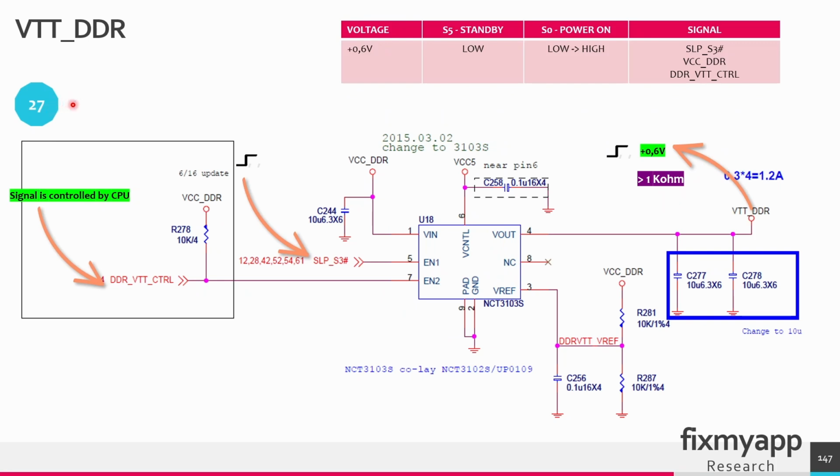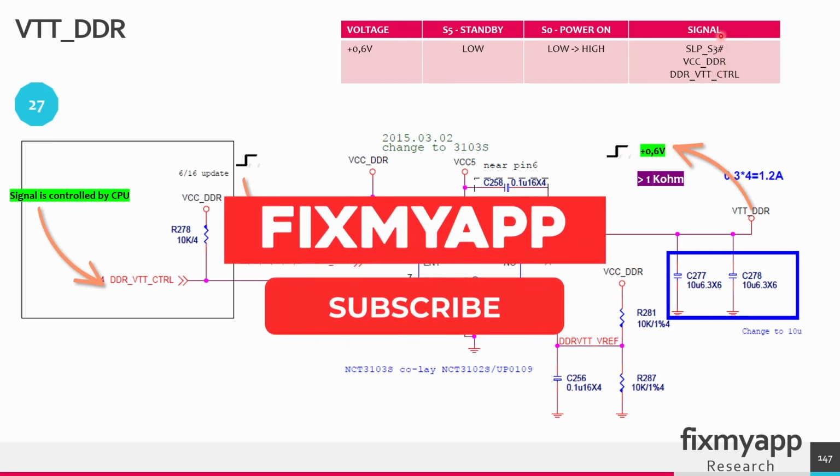So in power sequence 27, we have to create a termination voltage of 0.6 volt. It will go to the RAM modules. In standby state, the voltage is low, so 0 volts. And in the power on state, it will go from 0 volts up to 0.6 volts. And to create this voltage at the output, it depends on these signals.